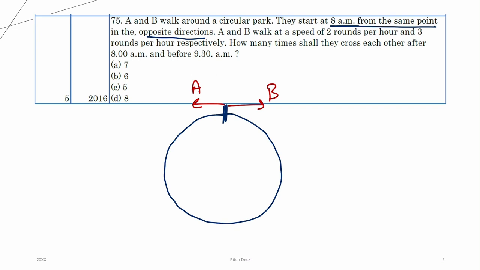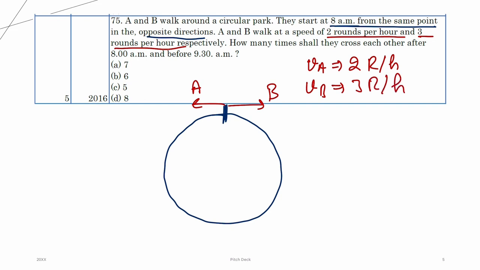Now, A and B walk at a speed of 2 rounds per hour and 3 rounds per hour. So A covers 2 rounds per hour and B covers 3 rounds of the total circular track per hour. I hope this is clear. We see speed in the form of meter per second, but here they simply mention it. In 1 hour they can do 3 rounds or 2 rounds. So which person is moving faster? Of course, this person is moving faster because in 1 hour he can cover three rounds, right?